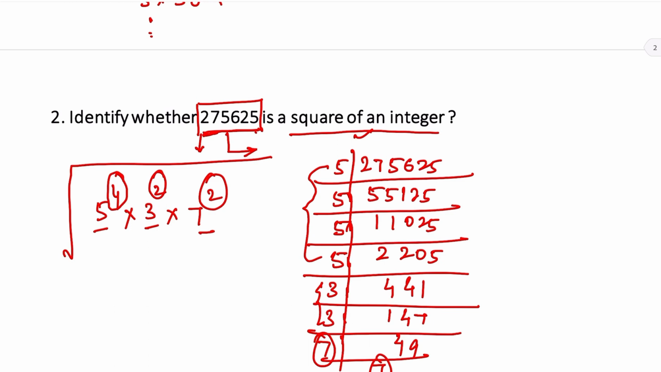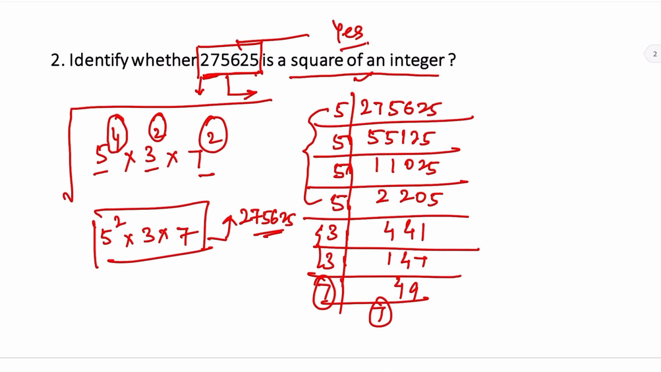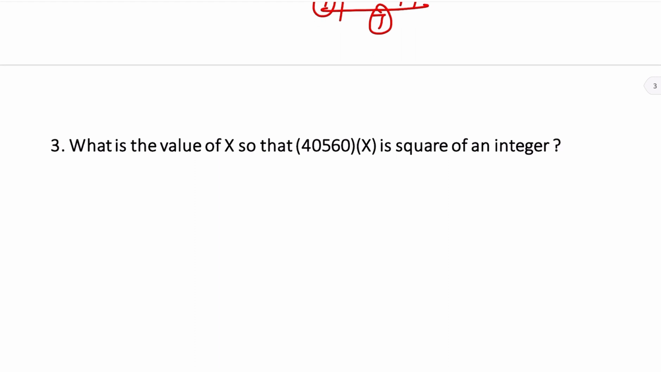when we square root it, what will we get? We will get 5 to the power 2 into 3 into 7. So this is our number. When we square this number, we get 275,625. Therefore, this number is a square of an integer. Now we will move to the next question.